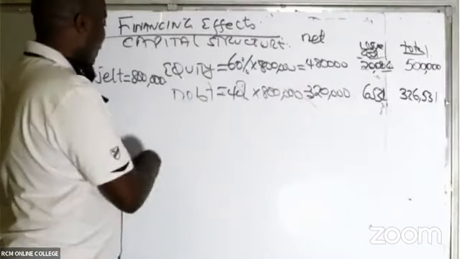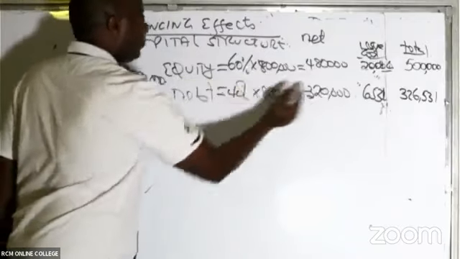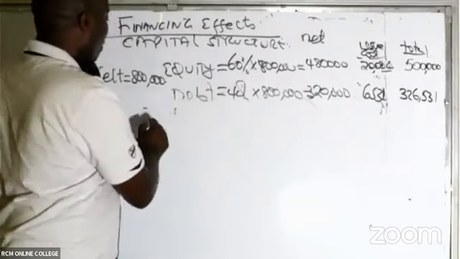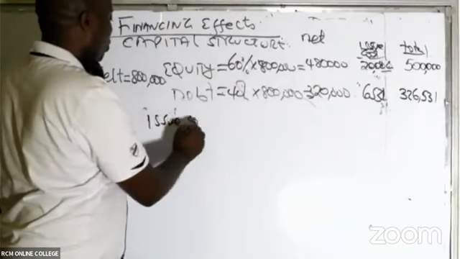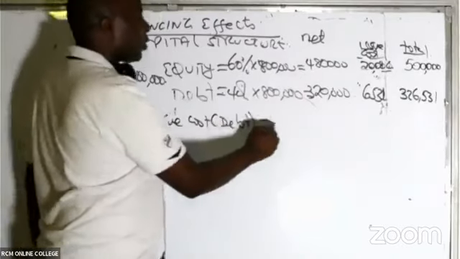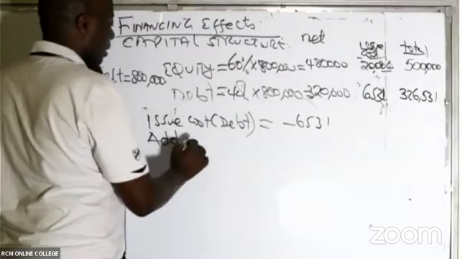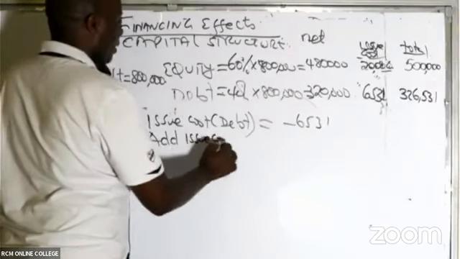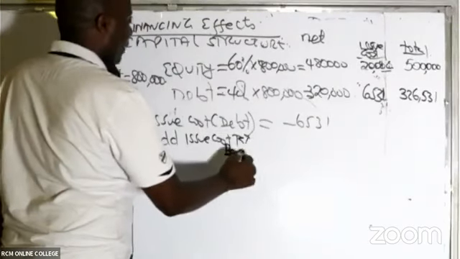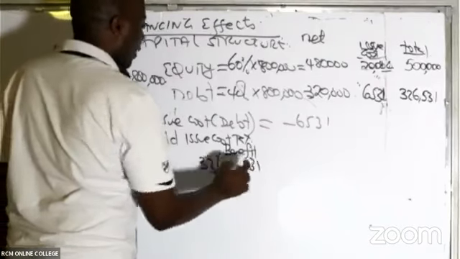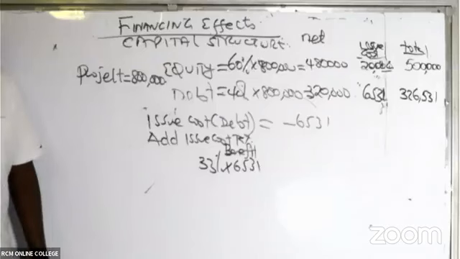So in this case here, we have the second one. The effect. Of course, you guys have this headline. So we have here issue costs, debt. How much? Always negative, 65.31. And then we have in this case here, add issue costs tax benefit. So this will be 33% of this 65.31. Are you able to give me that figure? 21.55.